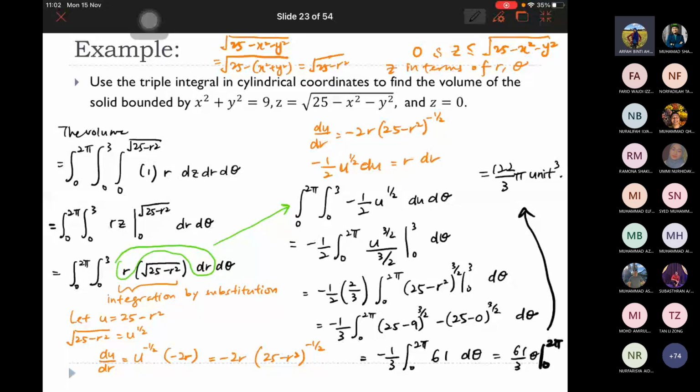Ada soalan so far? Kalau ada pun tak payah tanya, dah pukul 11. Tanya minggu besok. Okay. So faham eh? Faham tak faham, jawab faham je. Faham. Bagus. Faham. Itulah ciri-ciri ni.